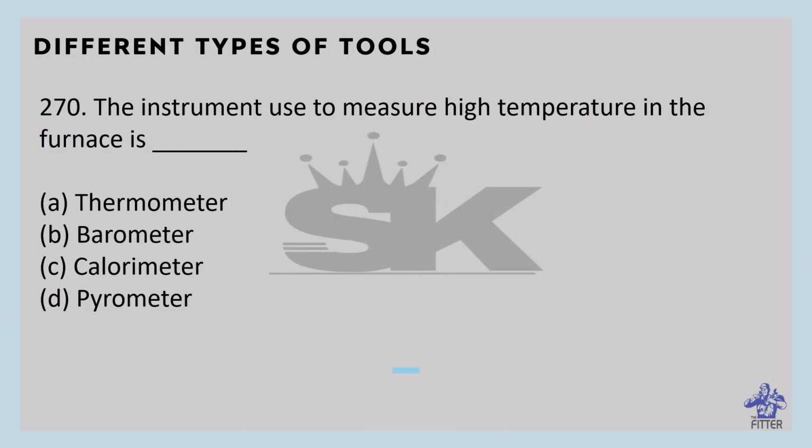The instrument used to measure high temperature in the furnace is pyrometer. Pyrometer is a device for measuring relatively high temperatures such as are encountered in furnaces. Most pyrometers work by measuring radiation from the body whose temperature is to be measured.